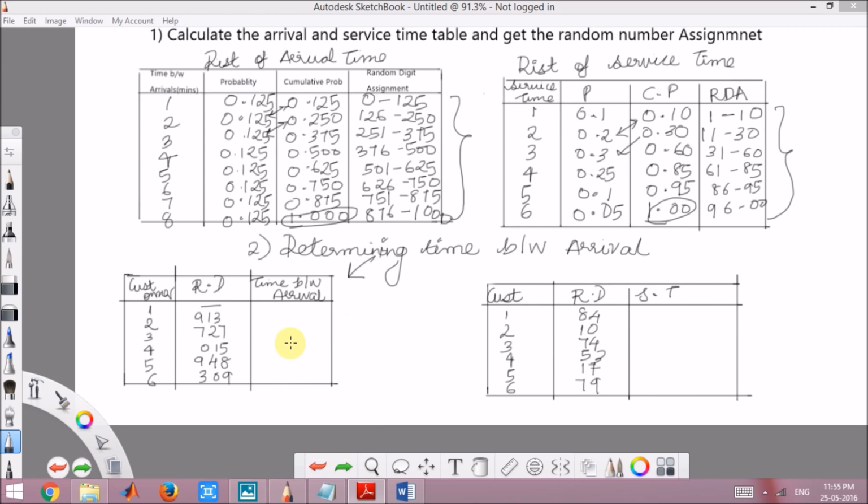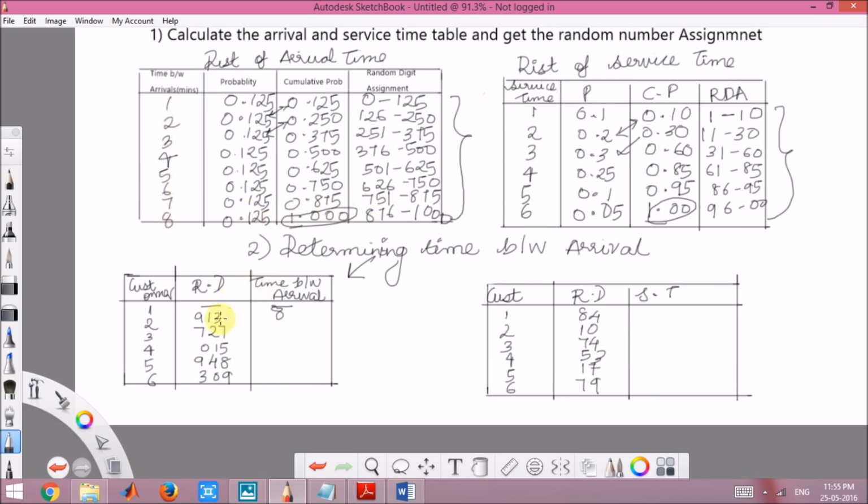So let's see how we find out the time between arrival using this data. Since the first customer does not have anything, we just give it none. Now we know the next random digit is 913, right? So let's see where 913 lies in our arrival timetable, that is over here. 913 lies in this 876 to anything above that. So that will give me 8, the time between arrival in minutes.